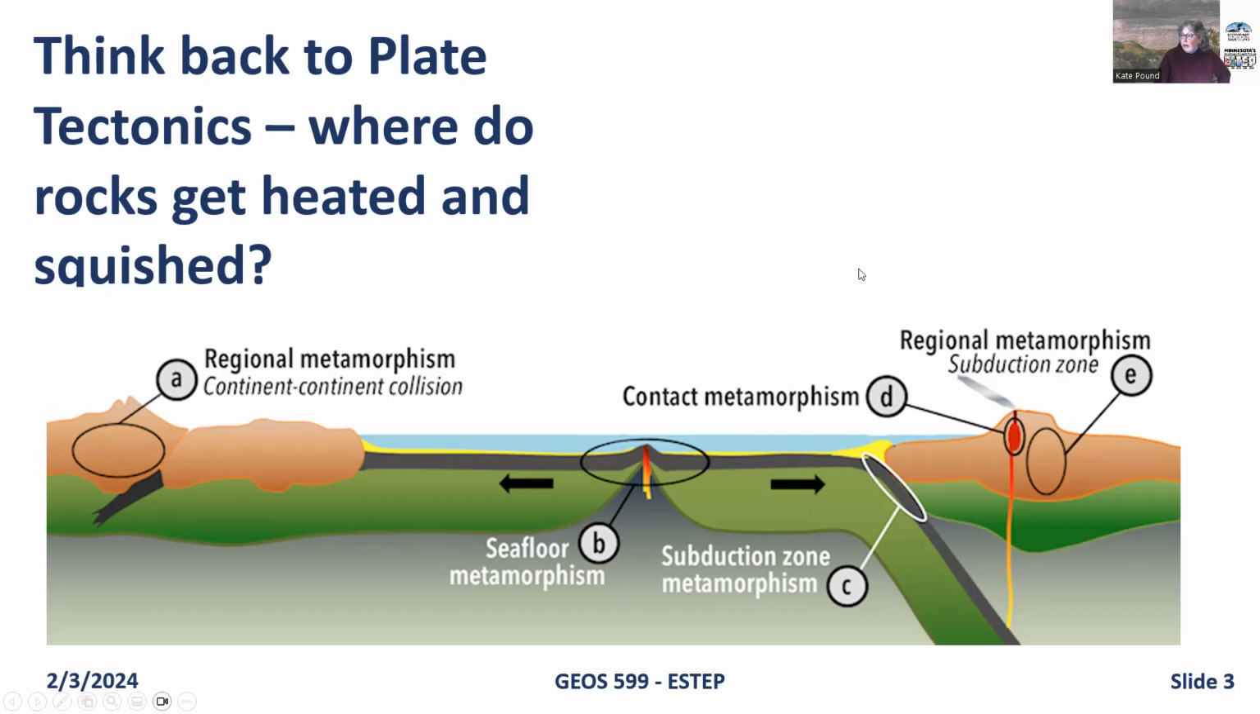So we've now got basically 1, 2, 3, and I'm calling A and E pretty much the same thing. So we've got 4 main situations where one can get metamorphism.